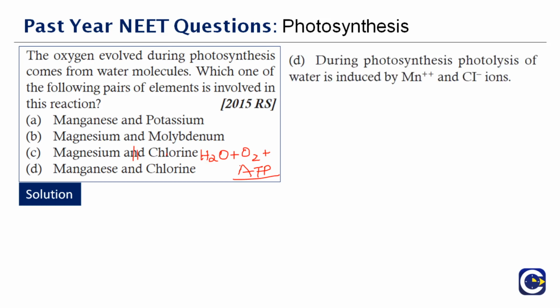During photosynthesis, photolysis of water is induced by manganese and chlorine. Always remember this. There are chances for you to get confused because when you see keywords like photosynthesis and oxygen, you will immediately go for magnesium. But here it clearly mentioned oxygen evolved. It means that the process is over. The correct answer to this question is option D.